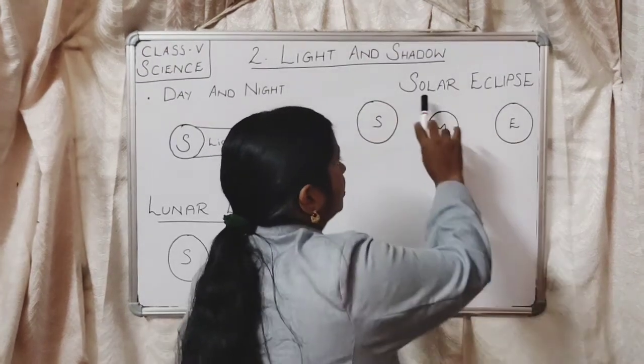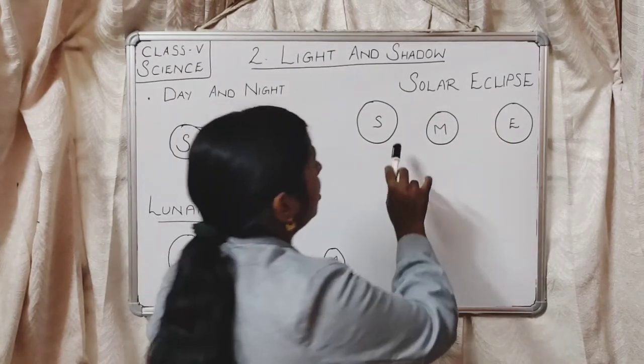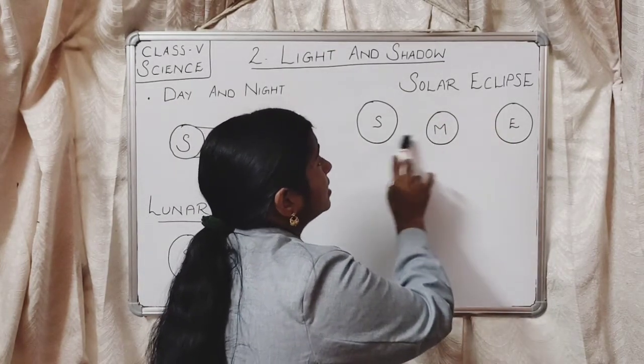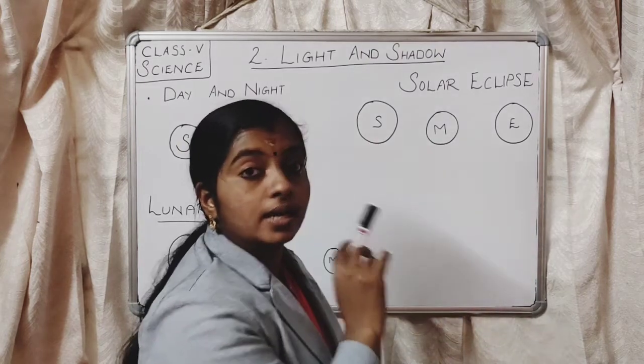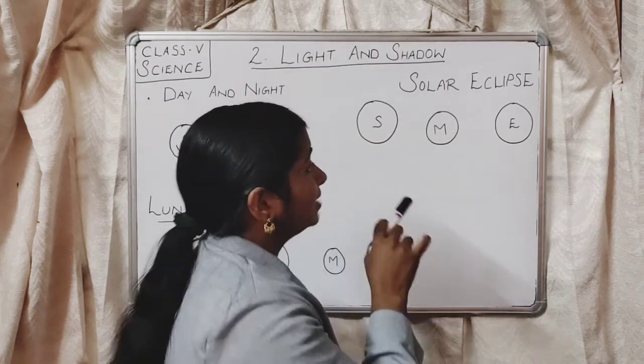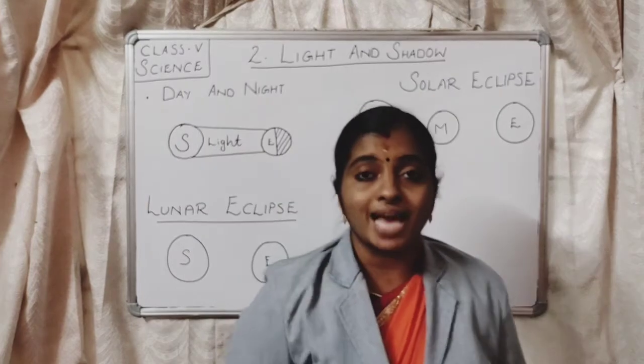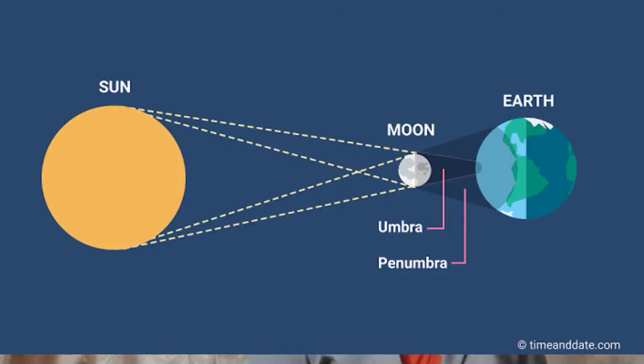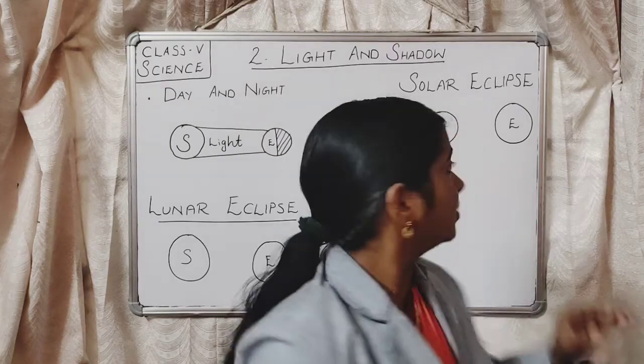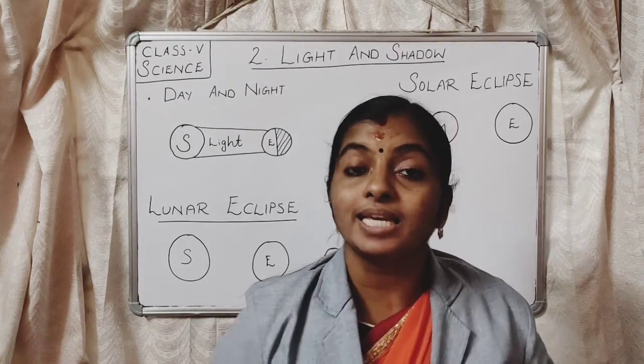Now going to the topic, solar eclipse. So in solar eclipse, as you can see, the moon is coming in between the sun and the earth. So what will happen? Please look at the figure shown on your screen. That is when the moon comes in between the sun and the earth while revolving round the earth. The moon is coming in between the sun and the earth.